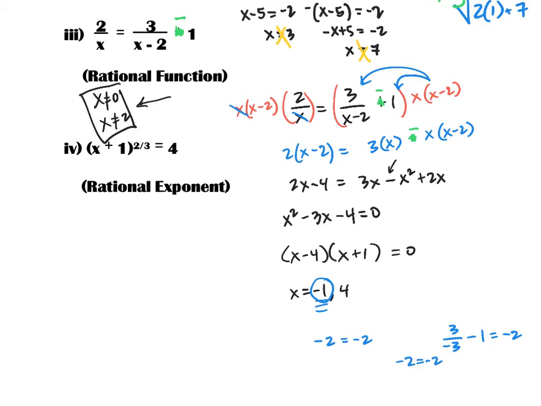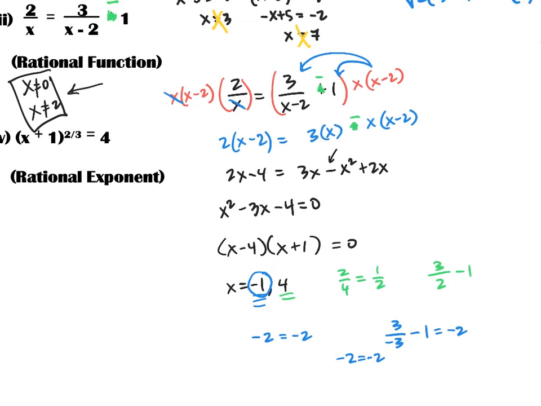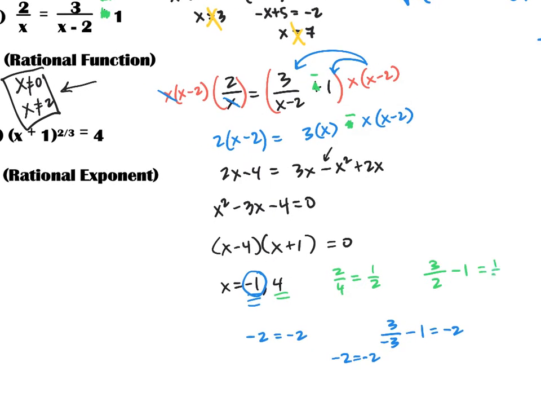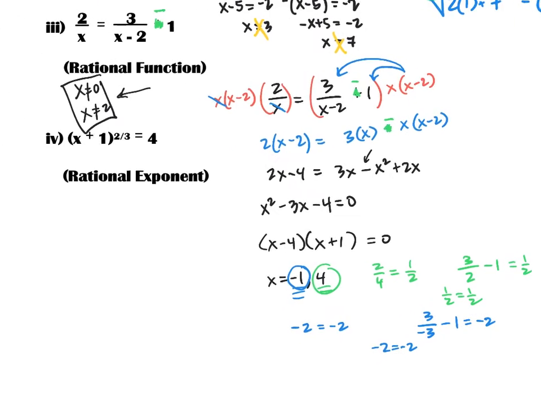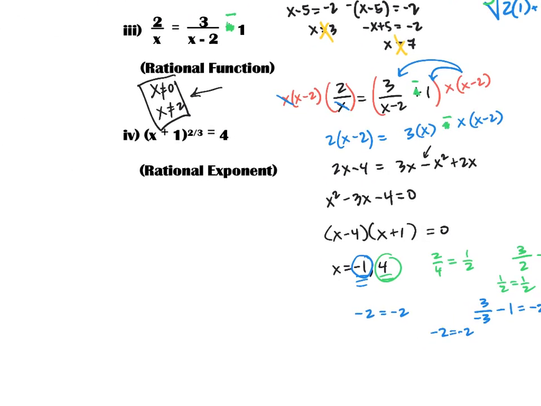If we test that with 4, I would have 2 over 4, which is equal to 1/2. On the other side, I would have 3 over 4 minus 2, which is 3 over 2, minus 1. 3/2 minus 1 is also 1/2. Since 1/2 is equal to 1/2, 4 would also be a solution. It looks like both solutions are actual solutions, neither are extraneous.